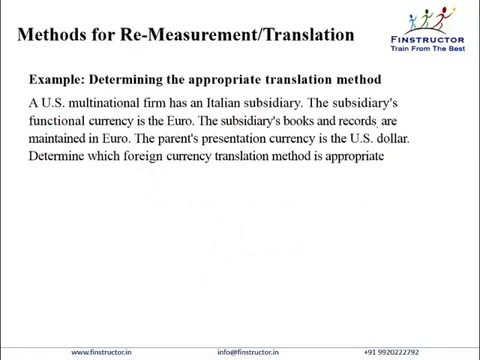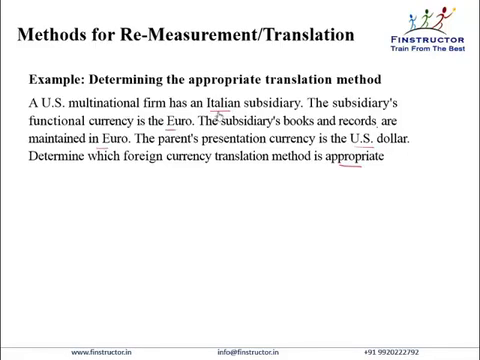An example: a US multinational firm has an Italian subsidiary. The subsidiary's functional currency is the euro. The subsidiary's books and records are maintained in euro. The parent's presentation currency is the US dollar. Determine which foreign currency translation method is appropriate.